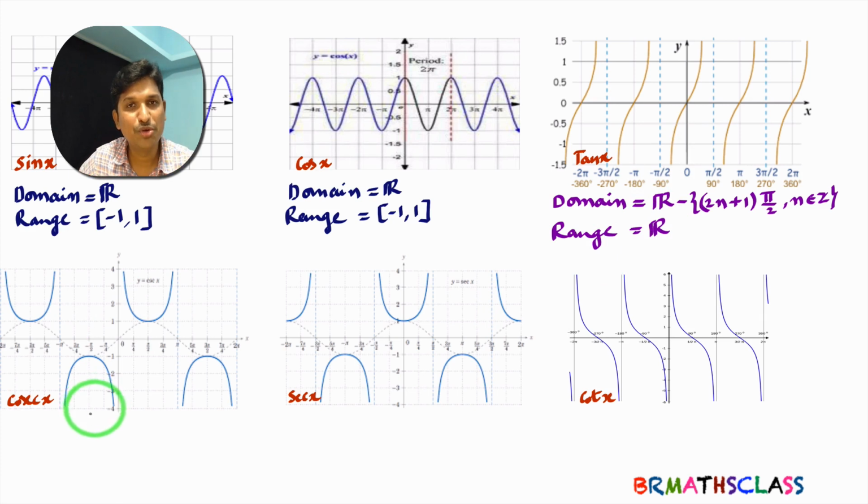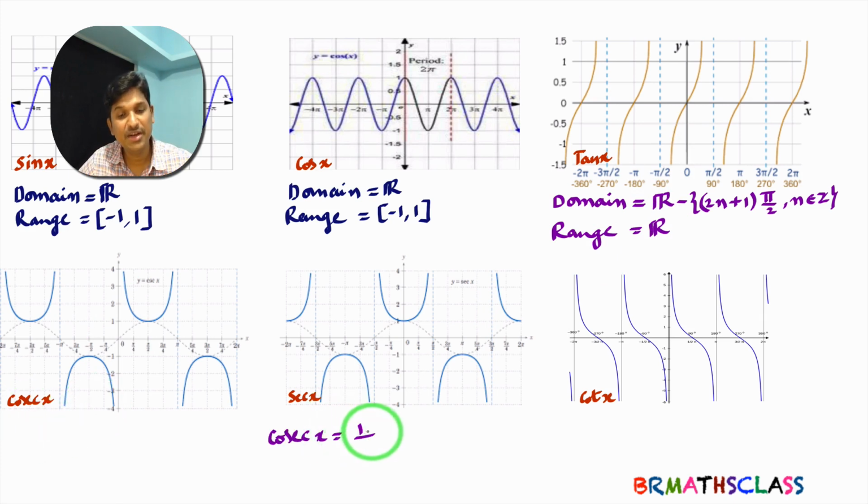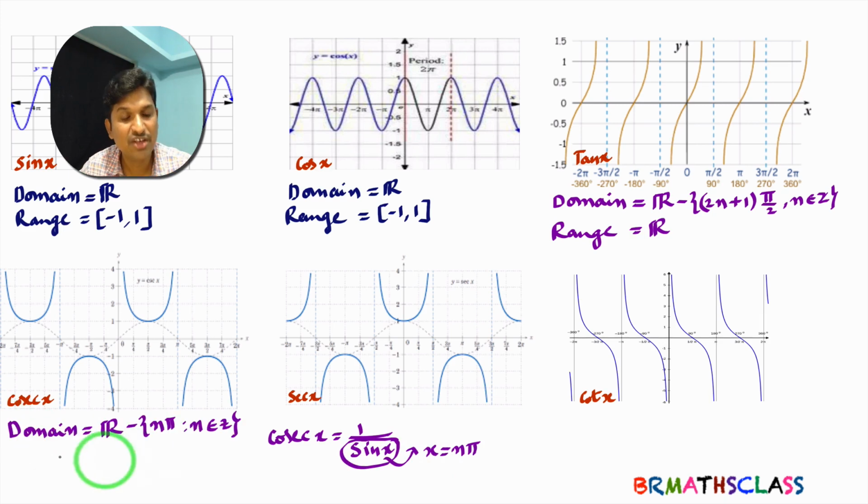Now come to cosecant x. Cosecant x can be written as 1 divided by sin x. Correct? Whenever sin x is 0, then cosecant x is not defined. When sin x is 0, at that time x will be like this, n pi. Sin pi is 0, sin 2 pi is 0, sin 3 pi is 0, like that. So what is the domain of the cosecant function? It's all real numbers except at n pi, where n is an integer.